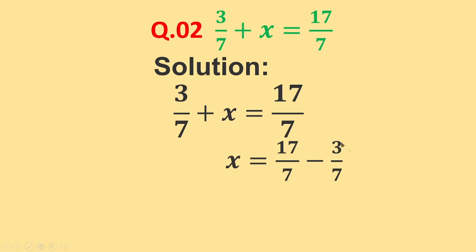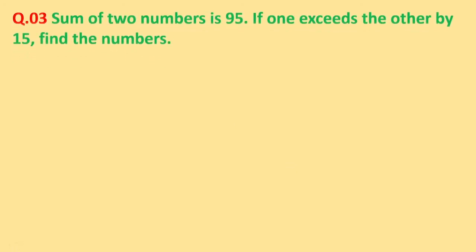And as you know, children, we are subtracting two rational numbers. The denominator is the same. We can directly subtract: 17 minus 3 divided by 7. So in that manner, 17 minus 3 will be 14, divided by 7. And what is 14 by 7, children? This is 2 only. So x is equal to 2 is the answer of this question. Okay. Now, let us move to the next one.